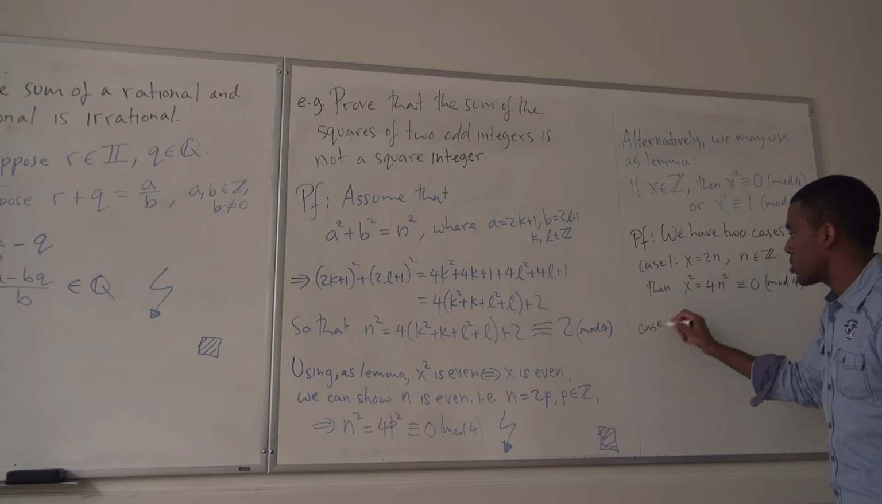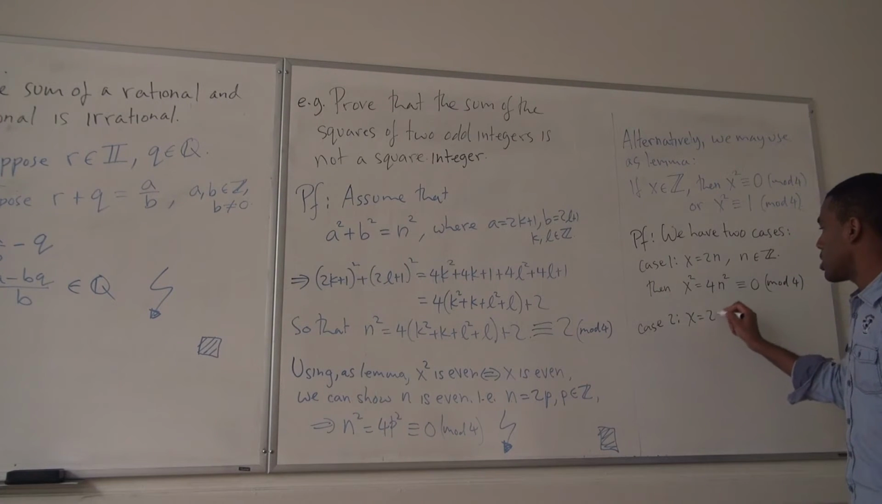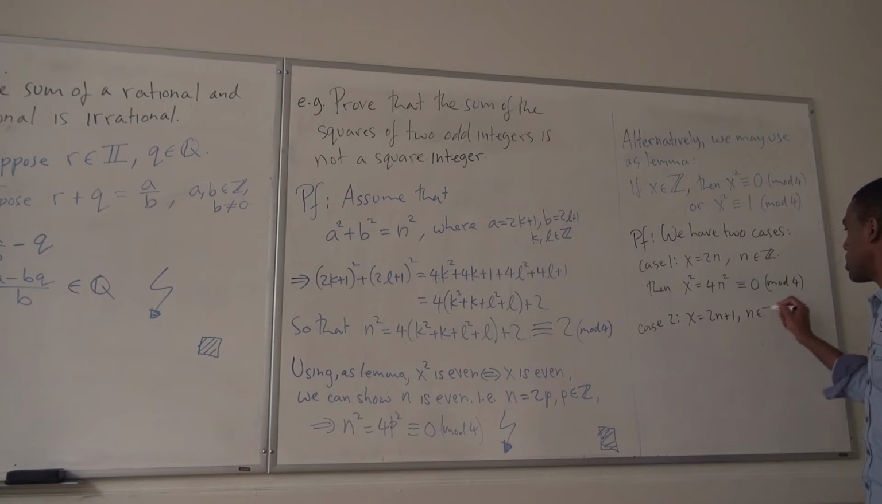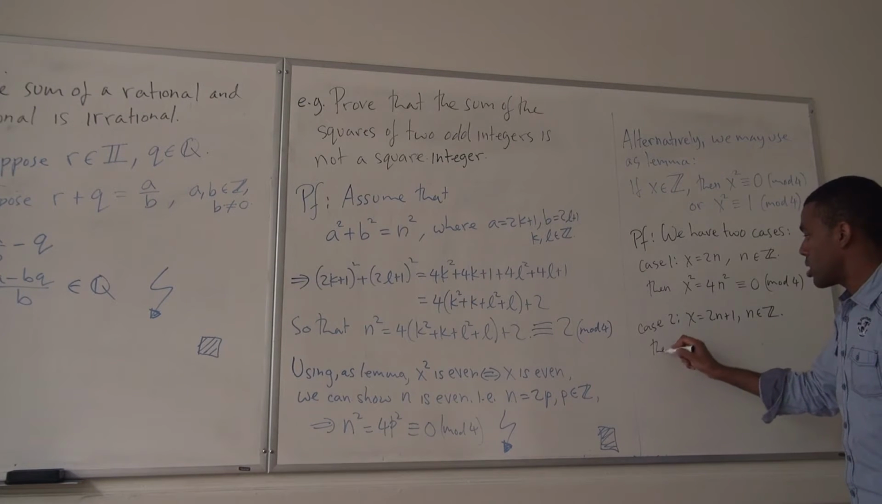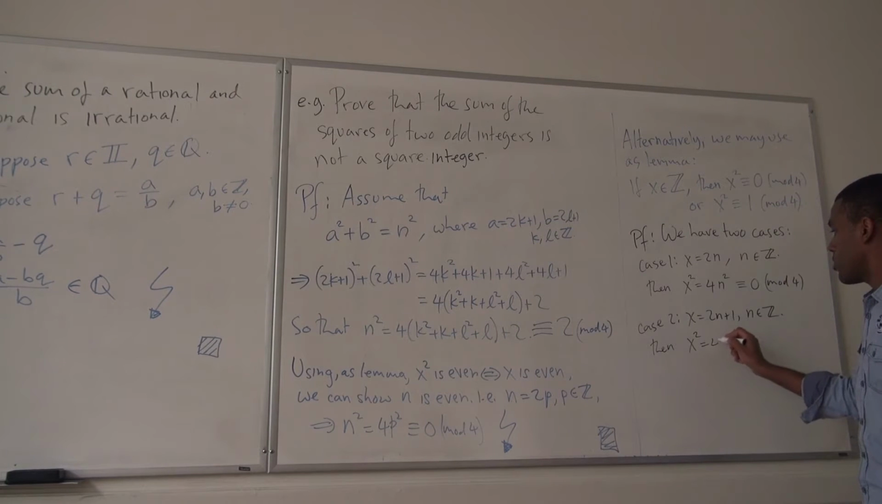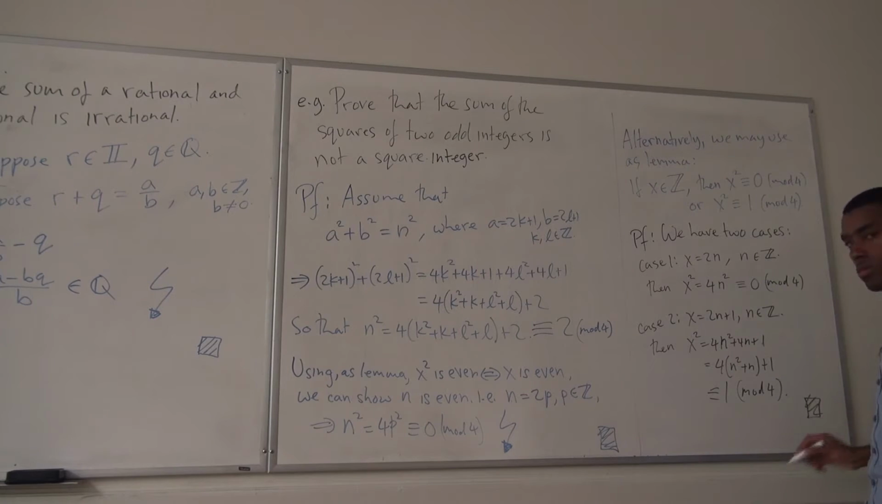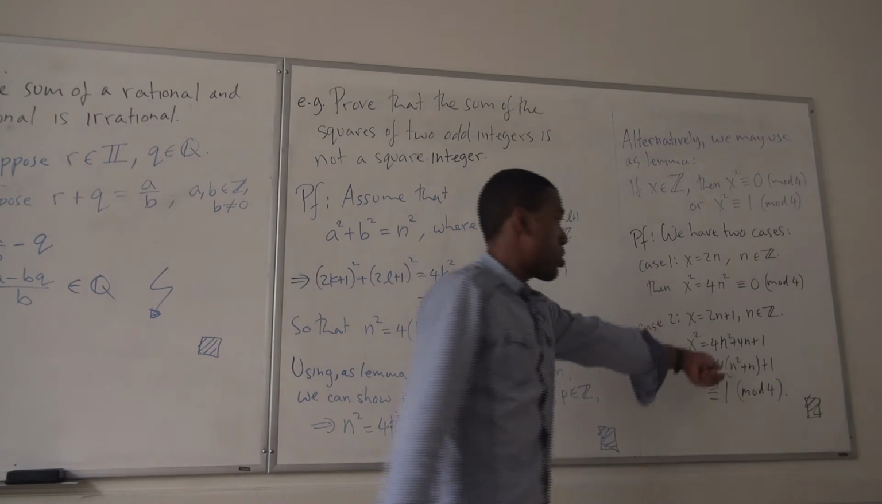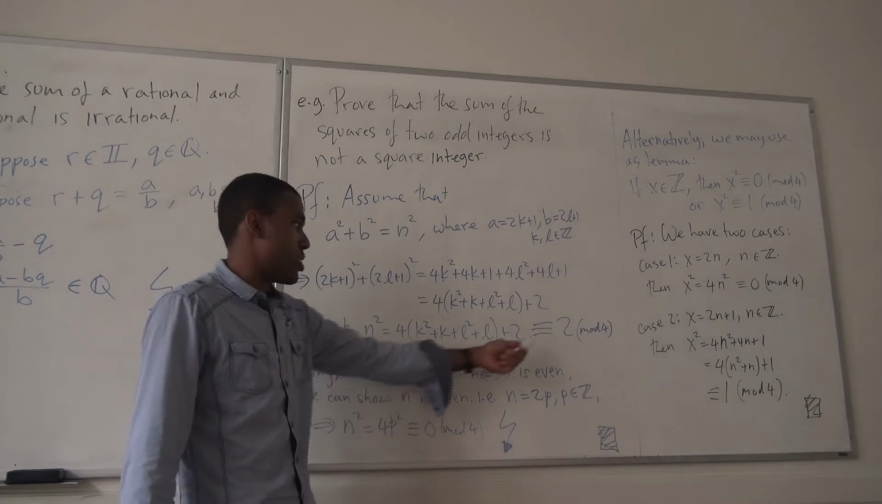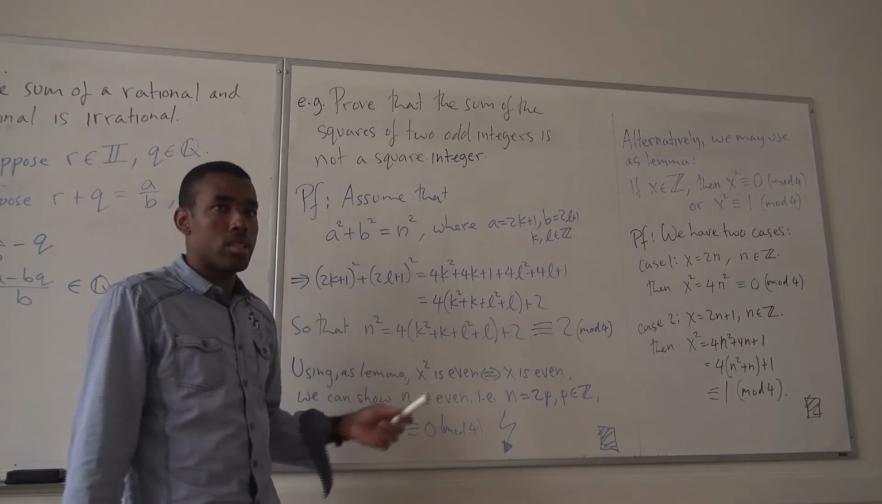For case 2, x is an odd integer, 2n plus 1 for n in Z. Then x squared would be 4n squared plus 4n plus 1, which is equal to 4 times n squared plus n, plus 1, which is equivalent to 1 mod 4. So a square has to be either 0 or 1 mod 4, so when you get to this and you see that's 2 mod 4, there's no way this side is a square.